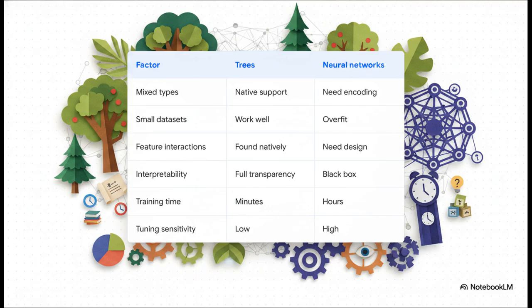We're talking about training times in minutes rather than hours. They give you full transparency instead of acting like a total black box, and they naturally handle mixed data types without a fuss. Now, sure, neural networks absolutely win for unstructured stuff like images and text, but for flat tables, trees are the default for sure.